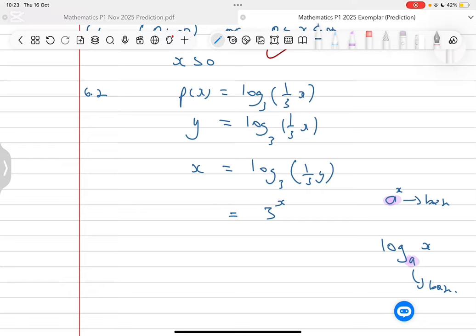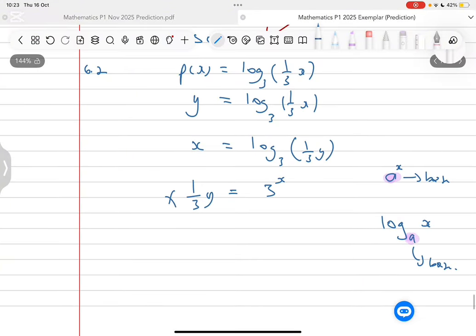And by doing so, you will then realize that the log disappears because I've addressed these two now here. When the log disappears, I'm only left with 1 over 3y. So it means here I'm going to have 1 over 3y. And to solve for y, I'm going to multiply both sides by a 3.